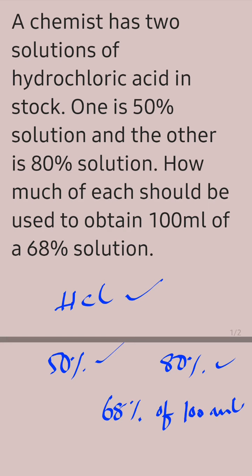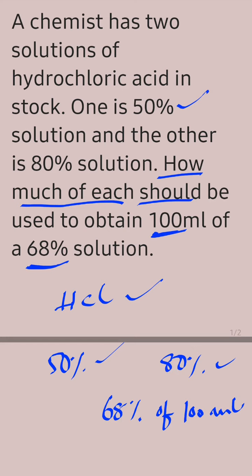So here what we are going to find. The question is how much of each should be used. That means how much of the 50% solution and how much of the 80% solution. Here we already have 100 ml of 68% solution. To make that, how much of the 50% solution we have to take and how much of the 80% solution we have to take, that is the thing we are going to find.